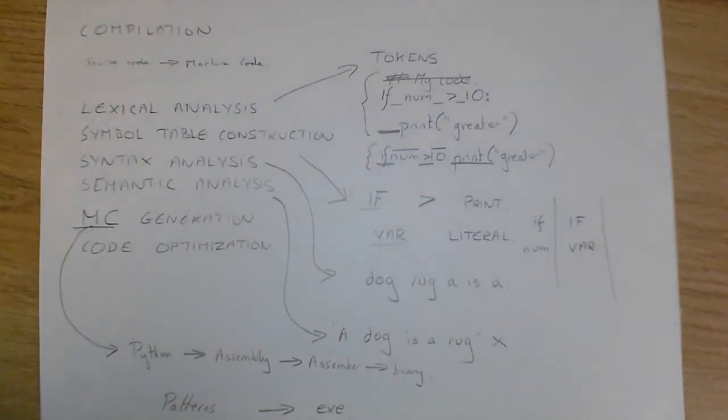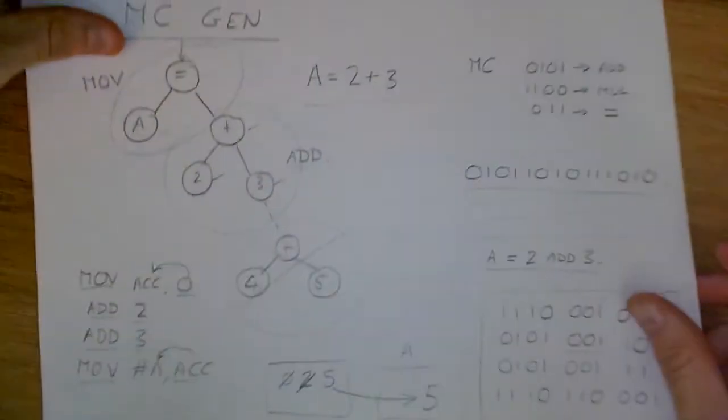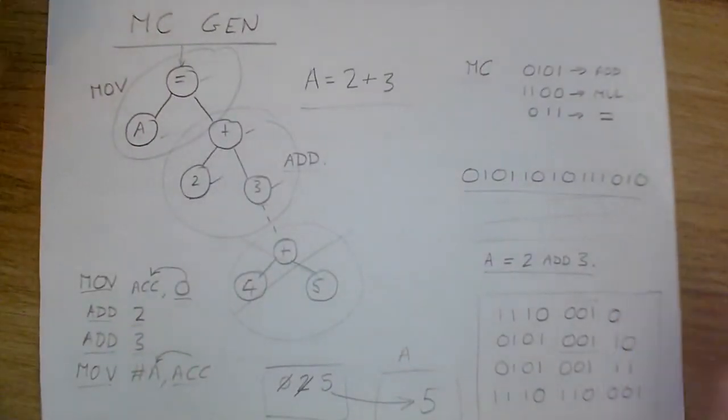However, before we do that, let's have a quick look about what we have covered so far. So we have looked at lexical analysis and symbol table construction. We have looked at syntax analysis and semantic analysis, and we have looked at machine code generation. As I say, this video is going to be about code optimization. But before we do that, let's have a quick look at machine code generation, the previous stage, as a reminder.